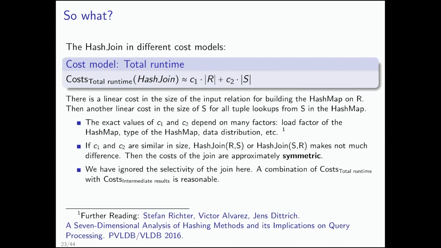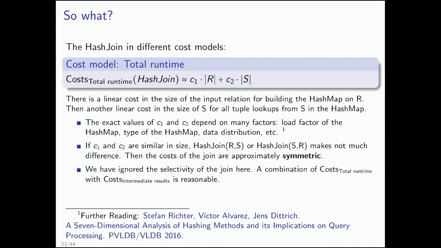So here I'm saying it's, okay, there's some constant cost for inserting something into the hash table, that is the C1 value, times the number of tuples in R, plus another constant C2 times the number of tuples in S. That is the cost for my join. Yeah, that's how I model the total runtime of a hash join. So those are two linear factors in that cost model.